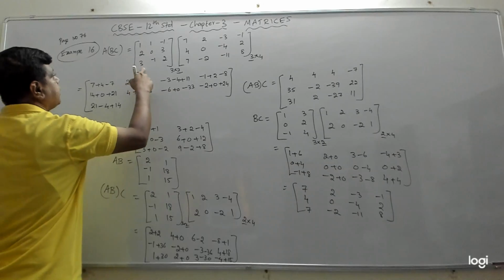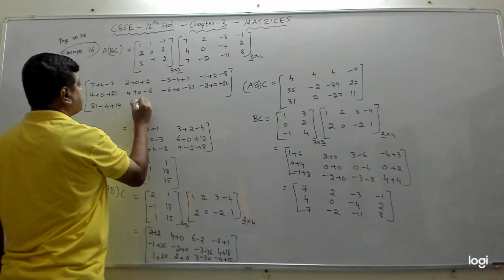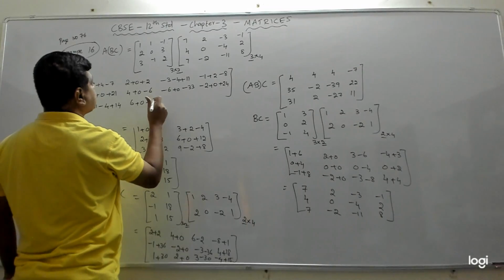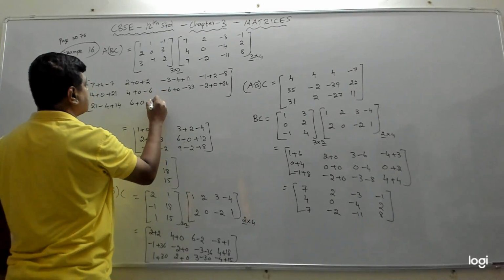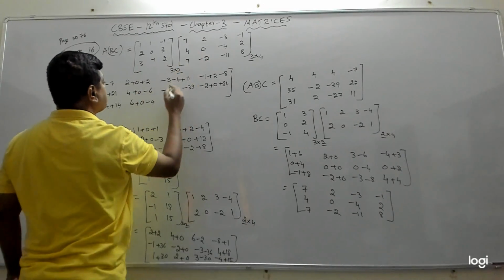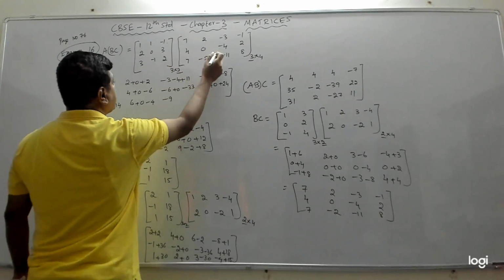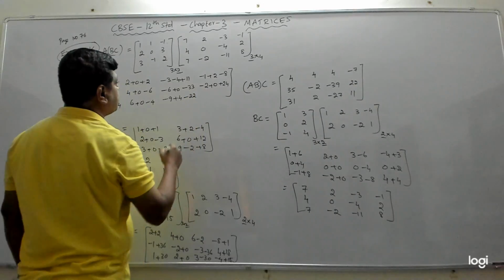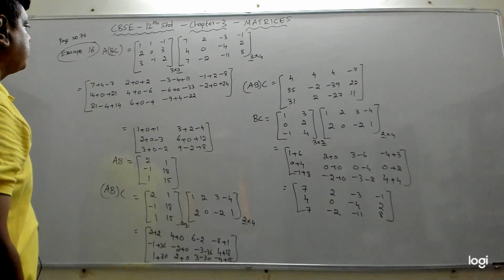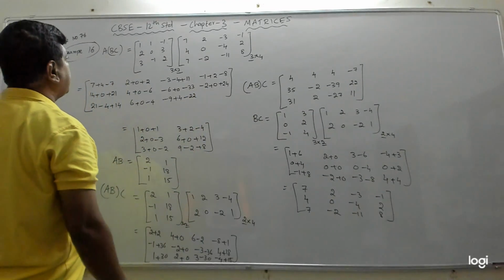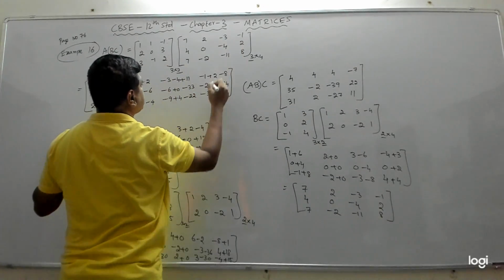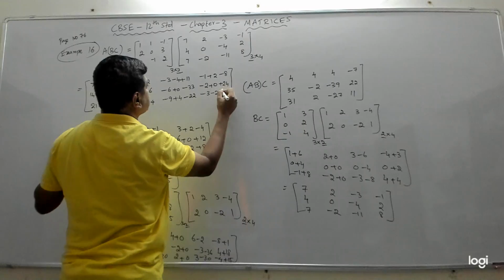Then 3 times 2 is 6, plus minus 1 times 0 is 0, 2 times minus 2 is minus 4, then 3 times minus 3 is minus 9, minus 1 times minus 4 is plus 4, 2 times 11 is minus 22. Fine. Then 3 times minus 1 is minus 3, minus 1 times 2 is minus 2, 2 times 16.